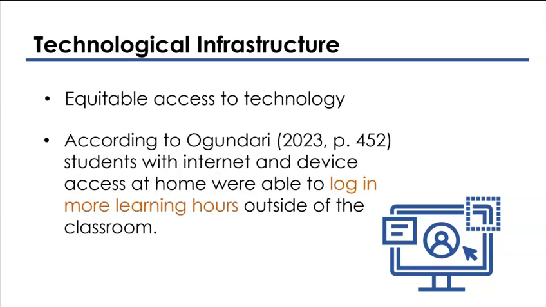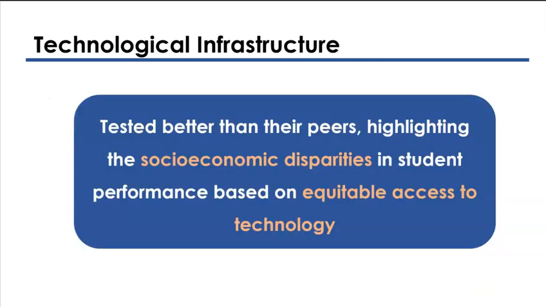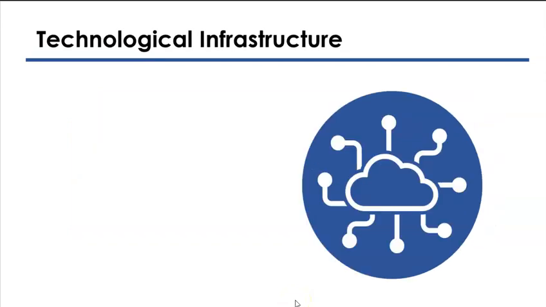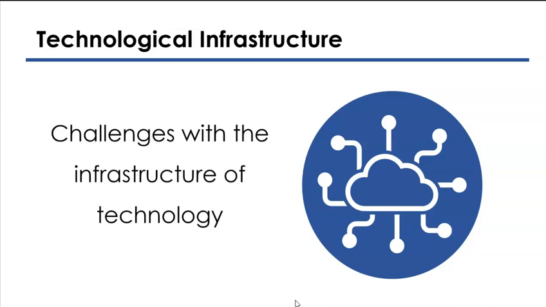According to Ogundari, students with access to the internet and computer devices at home were able to log more learning hours outside of the classroom. These students tested better than their peers, highlighting the socioeconomic disparities in student performance based on equitable access to technology. Although the challenge associated with equitable access to technology can cause adverse effects on student performance, the issues and challenges associated with the infrastructure of technology must also be taken into consideration.